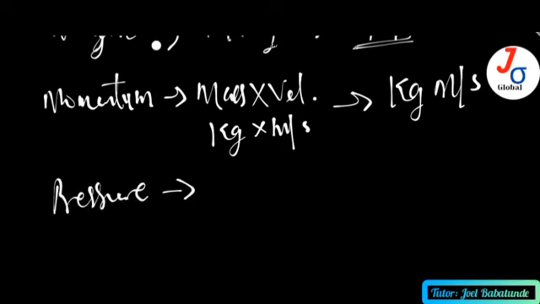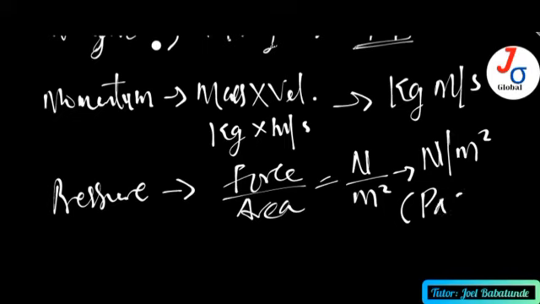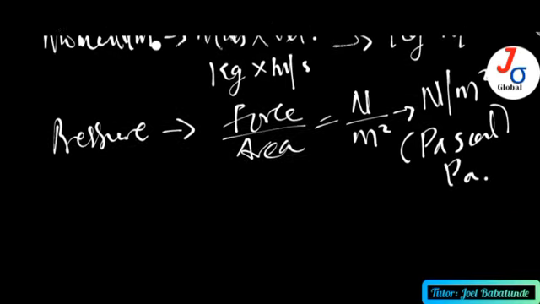Then look at pressure. Pressure is force over area. The unit of force is newton, and the area is meter squared. So the unit is newtons per meter squared. But standardly, pressure is measured in pascal, and that's just capital P, small a. That's the abbreviation for pascal.